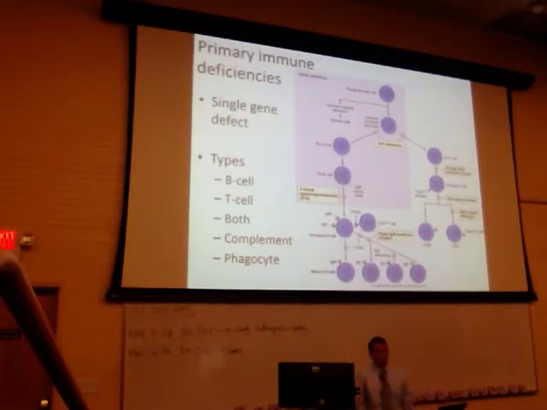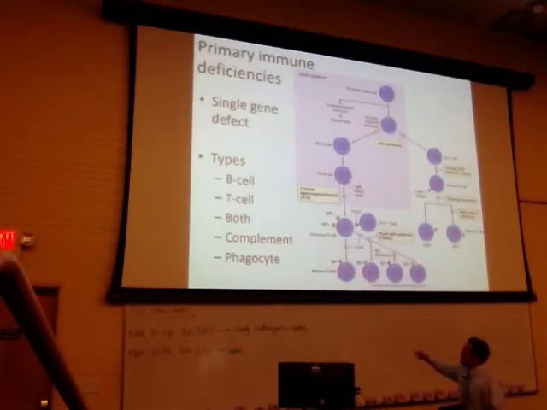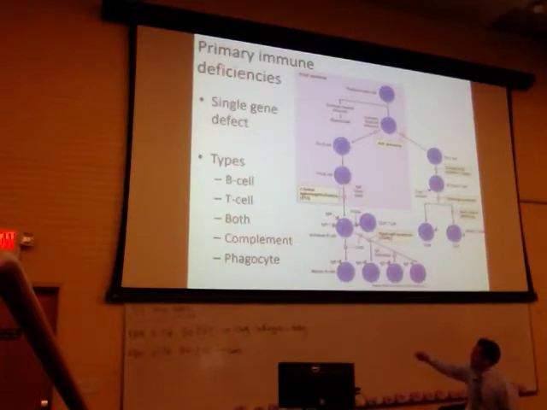We're not going to cover all of them. We're just going to cover a few. In fact, I'm going to give you like one of each. That's it. Fair? Okay. We're going to talk about B cell single gene defects, T cell single gene defects, and then we'll talk about that affects both. And we won't cover a complement defect or a phagocyte defect, but they do exist.